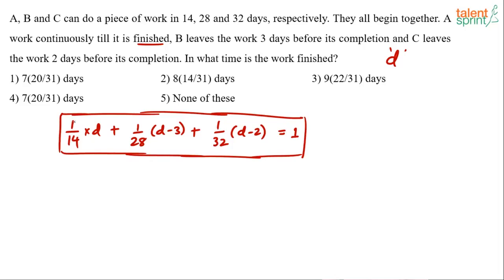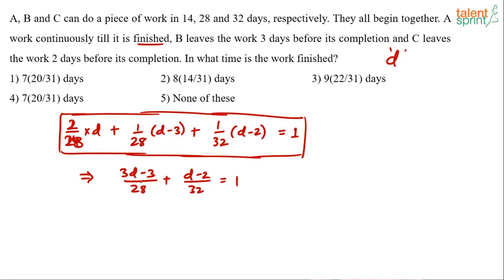So instead of taking 1 by 14 into D, you take it as 2D by 28. So 2D plus D minus 3 is 3D minus 3. You understand? So one part is simplified immediately. So 3D minus 3 by 28 plus D minus 2 by 32 equals 1.